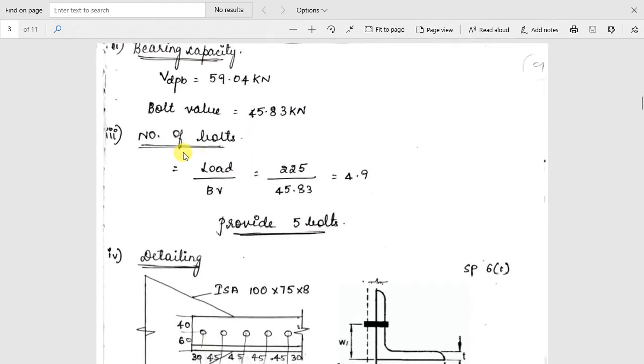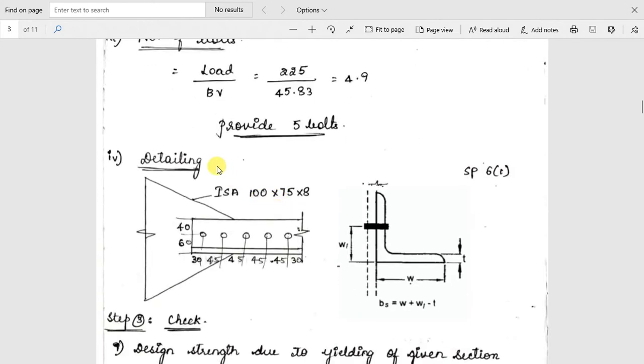So next step we will be calculating the number of bolts. So number of bolts is given by load by bolt value. So the load acting, the factored load, is 225 and the bolt value is 45.83. So the required bolts will be 4.9. That means we will be going with 5 bolts. The next immediate step is detailing.